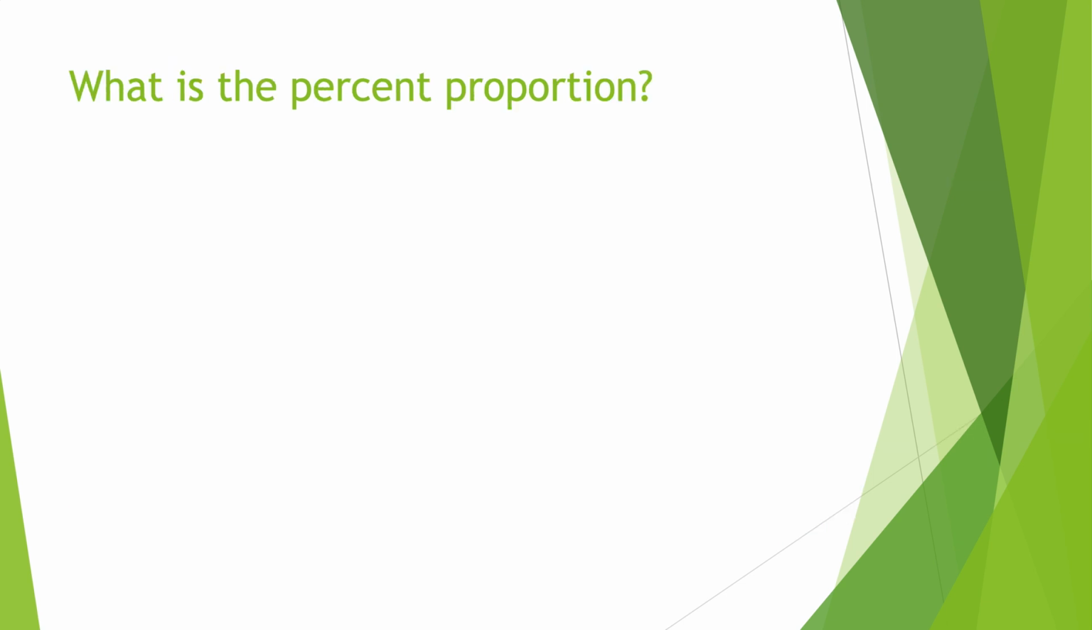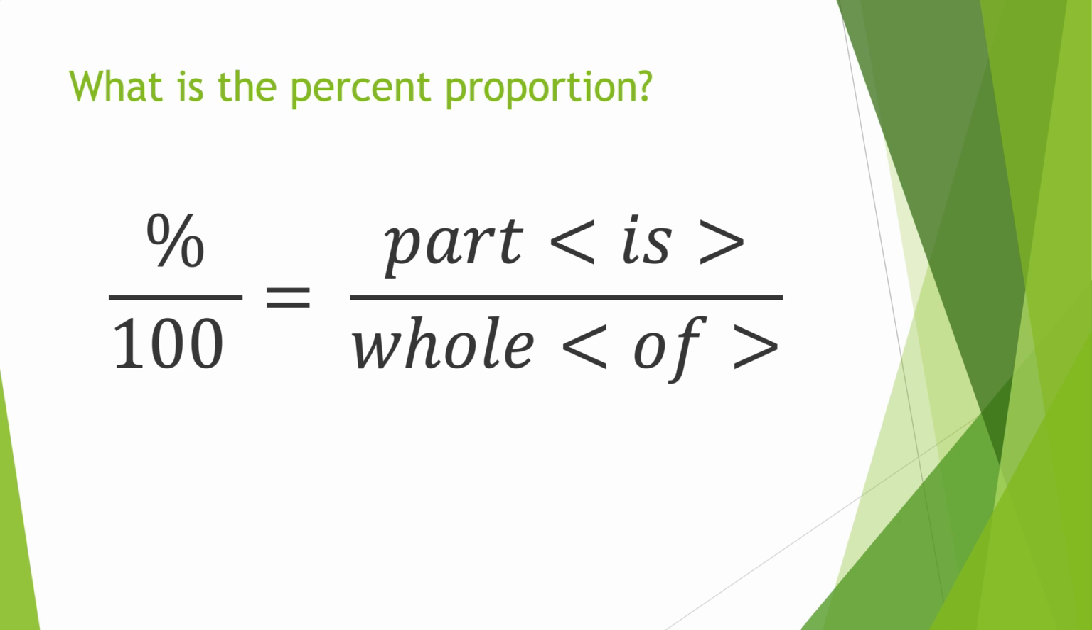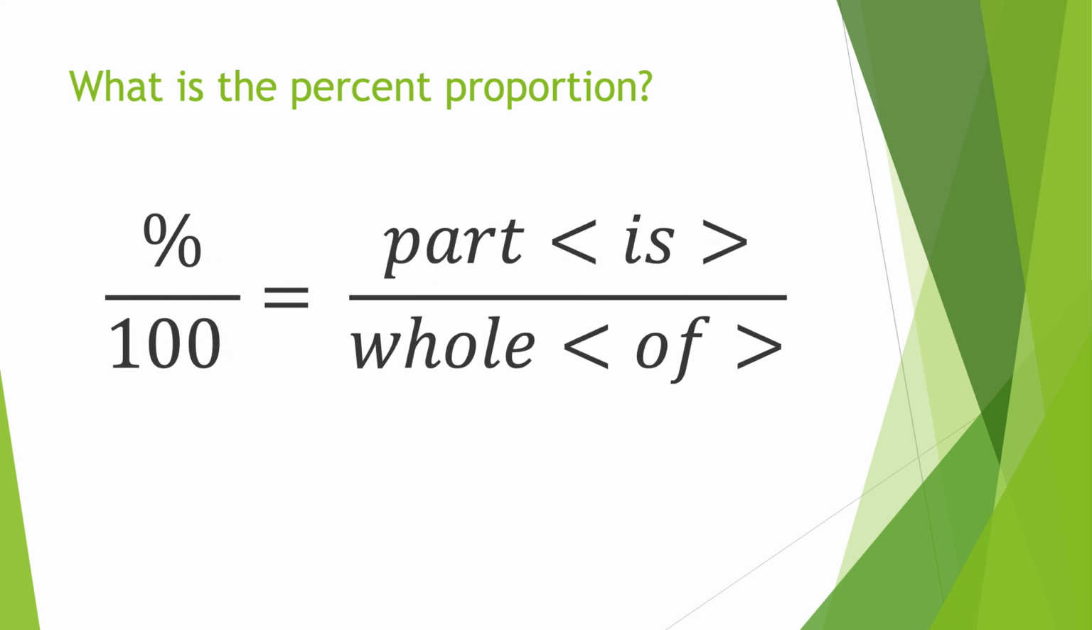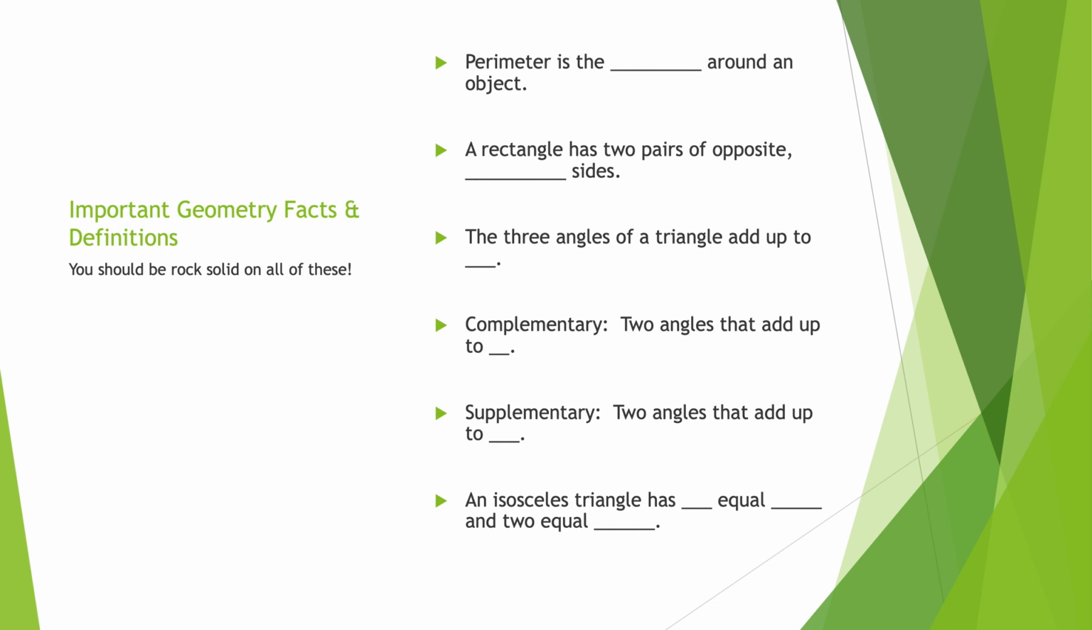All right, a little bit of review. What is the percent proportion? Percent over 100 equals part over whole. The word is generally indicates part, and the word of generally indicates the whole. If the probability of rain is 15%, what is the probability of no rain? 85%, right? 100 minus 15 is 85, or 15 plus 85 is 100.